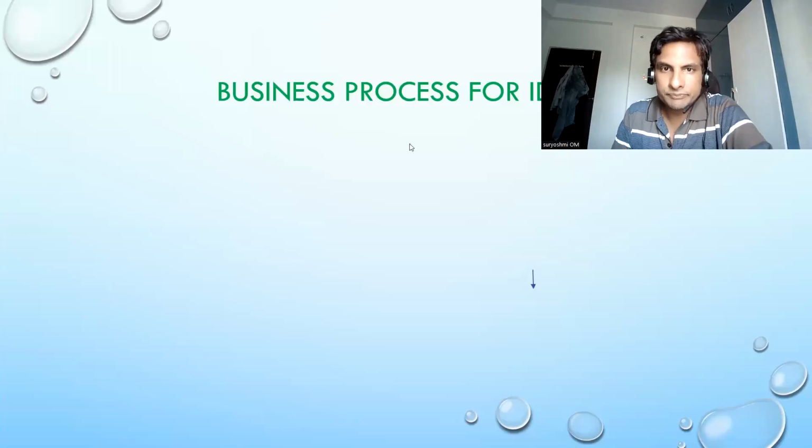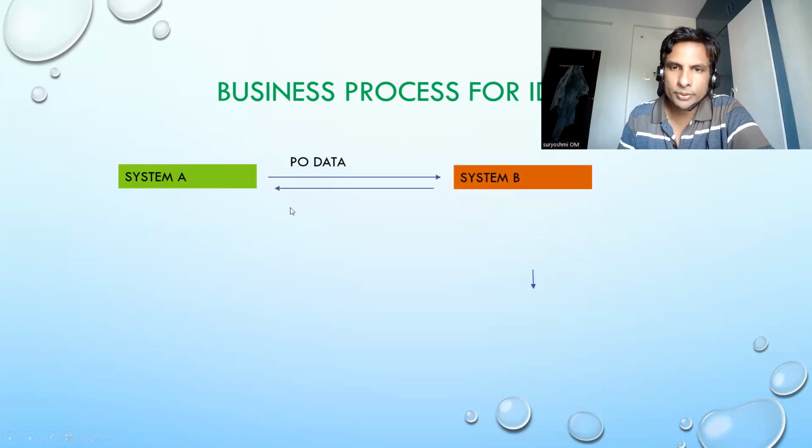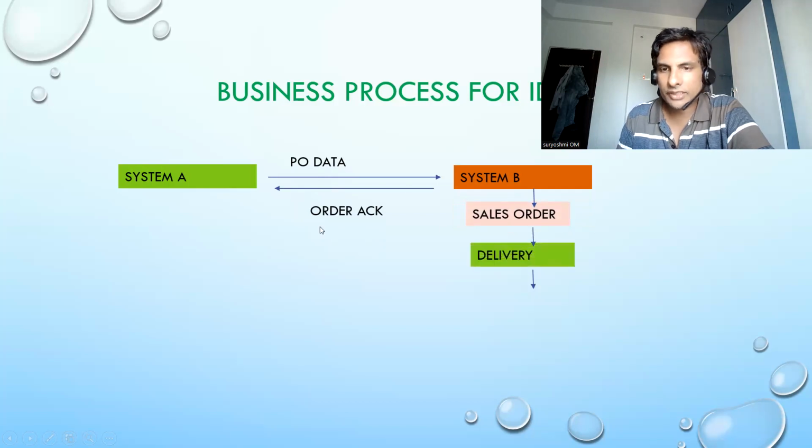Hi, welcome back. So I think we have seen how PO data will be moved to system B and a sales order will be created: order acknowledgement, sales order, delivery. Let's see the delivery now. Okay, let's try to get into this topic.